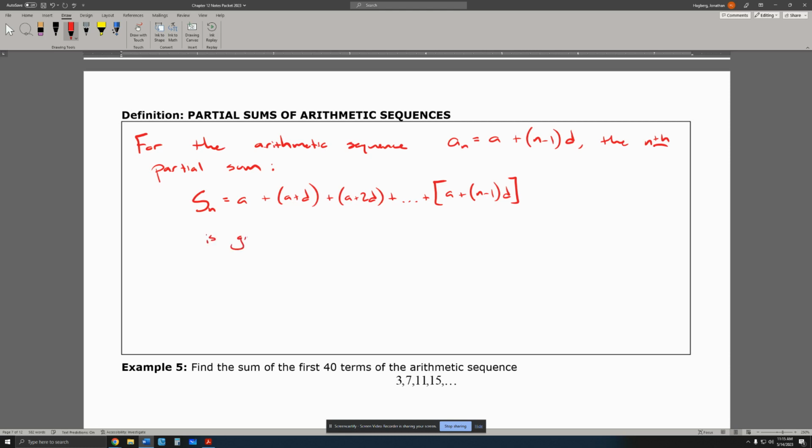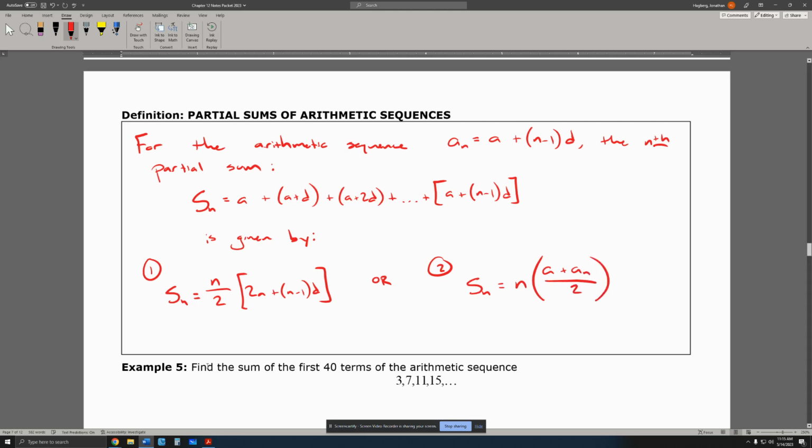This is given by, there's 2 forms. The first is Sn equals n over 2 times the quantity 2a plus the quantity n minus 1 times d. Okay? So we can see some similarities here between our explicit definition and the nth partial sum. The other representation here is Sn, the nth partial sum, is equal to n times the quantity a plus an, over 2.